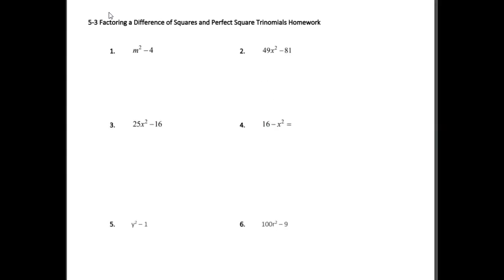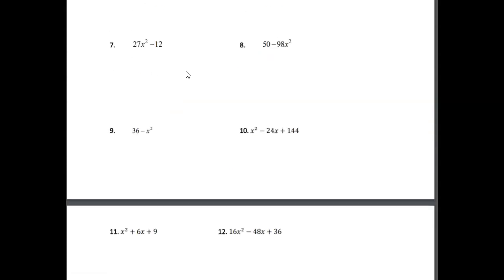So for your homework today, I'd like you to do the next page in your notes packet that says 5-3 special formulas. One's difference of squares, and then the next page is trinomials, and I'm going to put those up for you so you can see them. So for practice, you're doing the 5-3 factoring a difference of squares and perfect square trinomials homework. So that is 1 through 15 on that worksheet page.